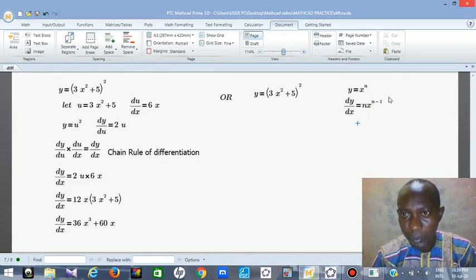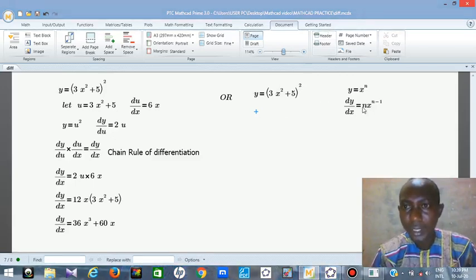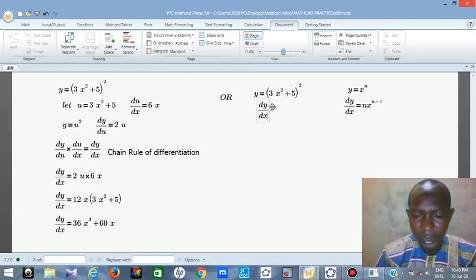Since we all know this basic rule, why not use the same thing here? This 3x squared plus 5 is a function. It's also raised to power 2, which is another function. That is why we call it function of a function. If x raised to power n is a function, to differentiate a single function we use n times the coefficient of x, which is nx, now raised to power n minus 1. Since this is what we do, why not do the same thing here? Why not just go straight to the point?